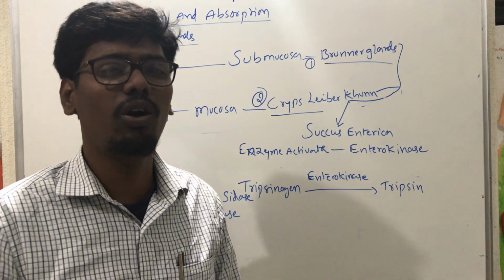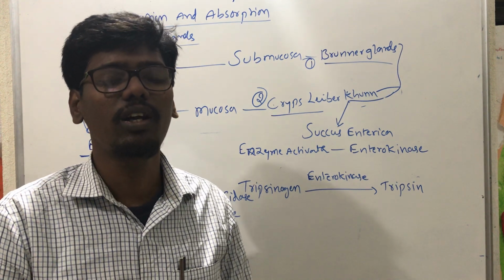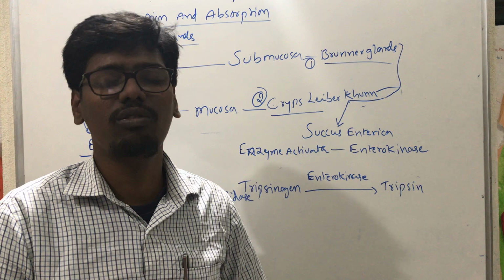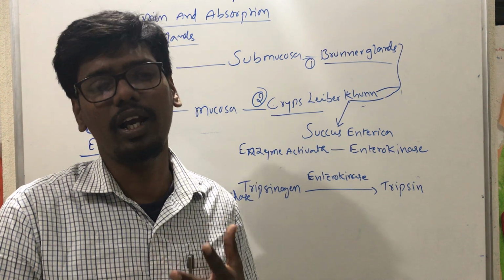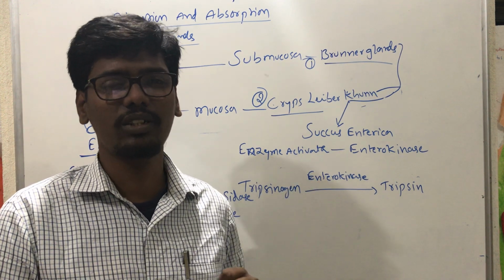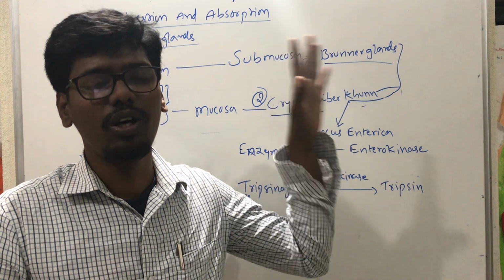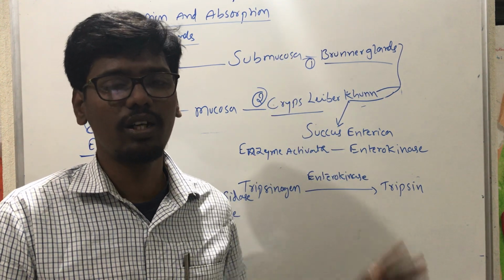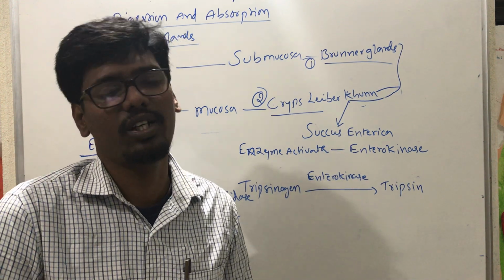Next, the third function is detoxification. Whenever we drink water and eat food, we take in poisons and different types of highly toxic substances. All those toxic substances go through the hepatic portal vein to the liver. The liver detoxifies them.